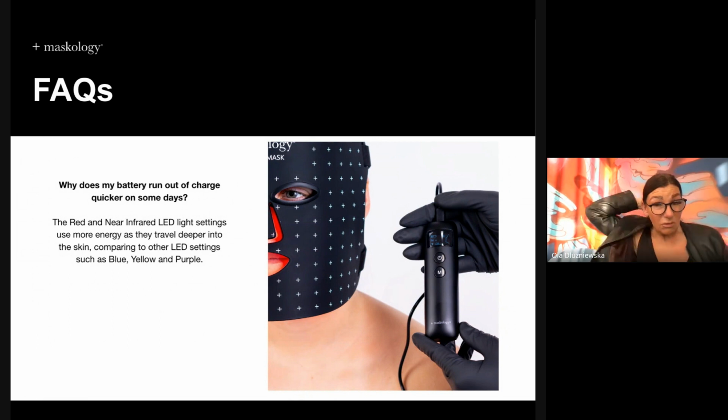So one of the biggest questions we were asked, and I didn't know, but it really is quite obvious: why does my battery run out of charge on the handset quicker on some days? This is generally down to which light therapy is being used. The red and the near red LED light settings, because they travel the furthest into the skin, utilize more energy, so they tend to zap the charge a bit quicker than the other light settings. So that's that in a nutshell, really.